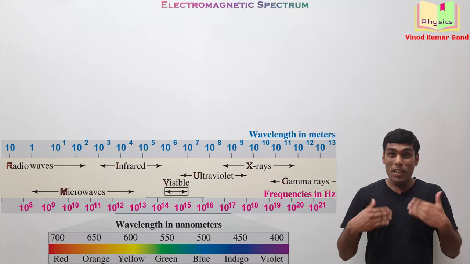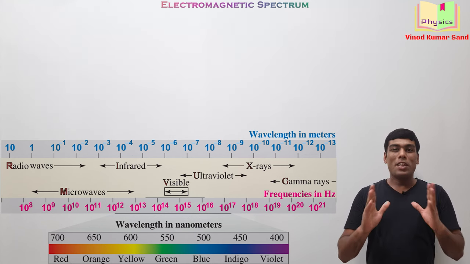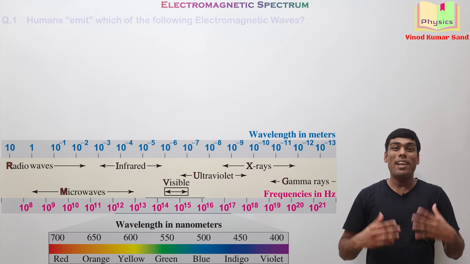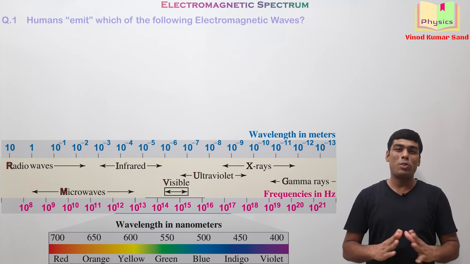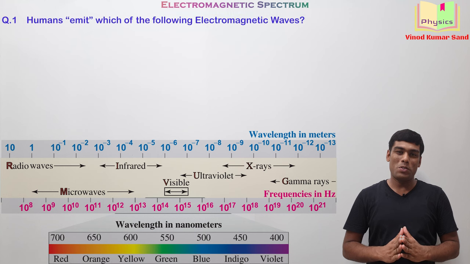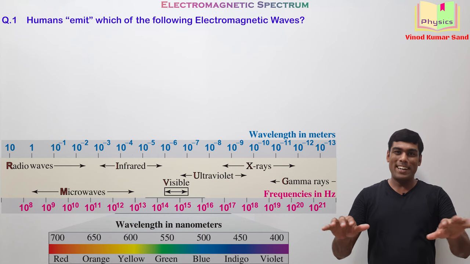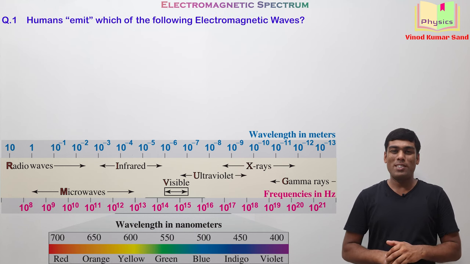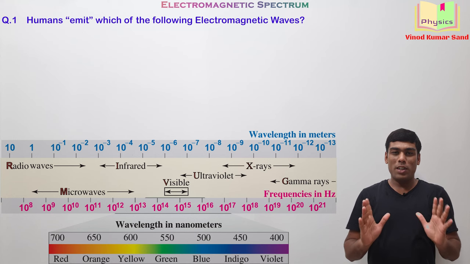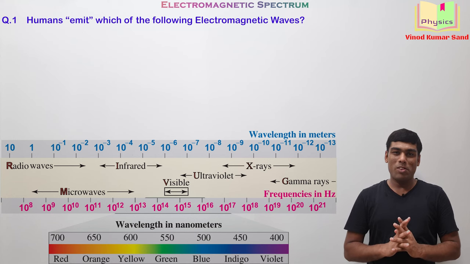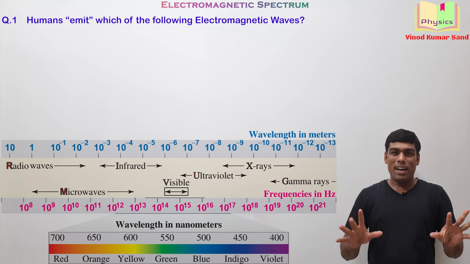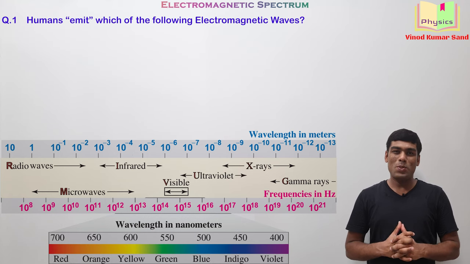Let me ask you a simple question. Humans, means we people, emit which of these electromagnetic waves? Pause the video here and type your answer quickly in the comment box. If you have noted down all the information carefully, the names of the different parts of the electromagnetic waves, I hope you can type the answer very easily.